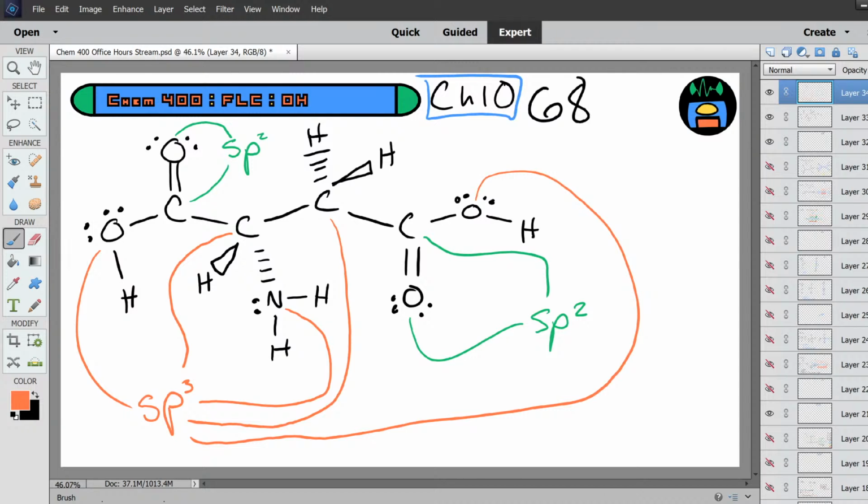So that is how you handle hybridization. You just look at the number of electron groups around the atom, and that takes care of it.